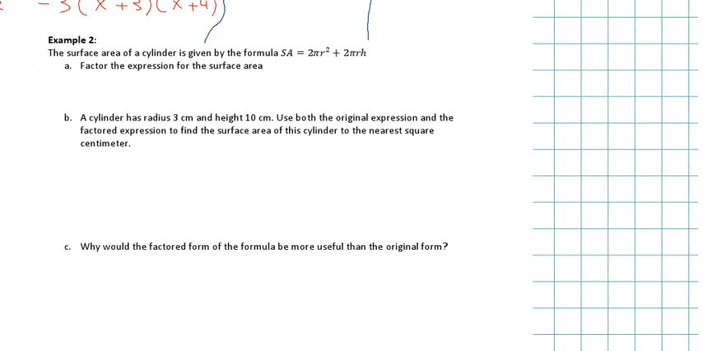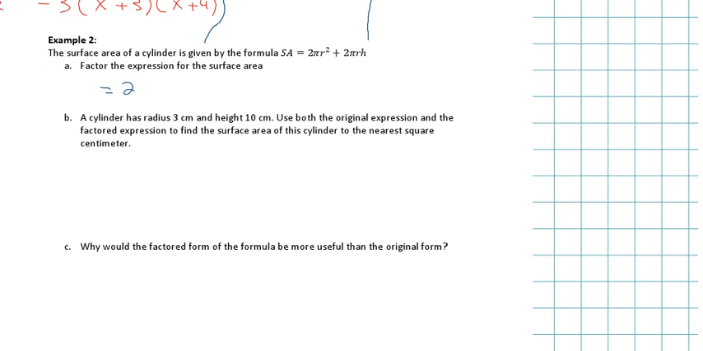2 and pi and r, right? All of these are common in all terms. 2 is common for both of them. Even if this was 4, let's say 2 and 4, the greatest common factor would be a 2, right? So 2 is common, pi is common, r is common. Okay? So I can factor 2 pi r out. So my greatest common factor is 2 pi r.